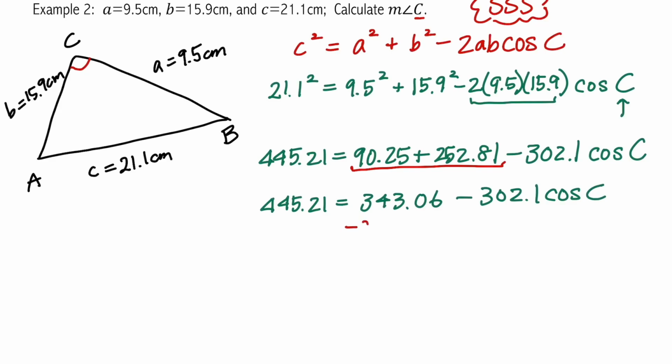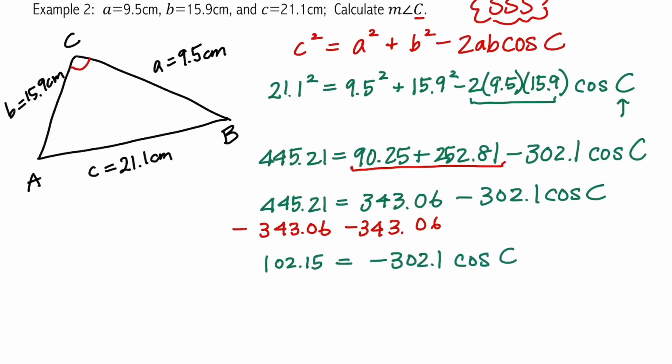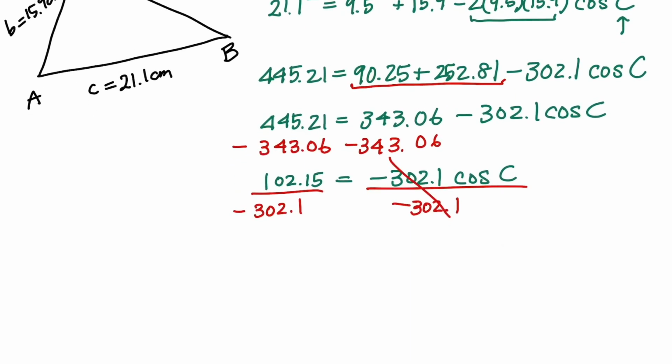And now we're going to subtract 343.06 from both sides. Then you should be left with 102.15 equals negative 302.1 cosine C. Now we're getting close. We're going to divide both sides by negative 302.1, and we're going to be finding the value of cosine C.